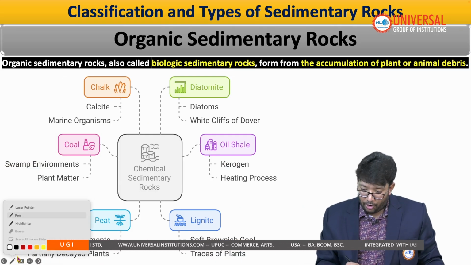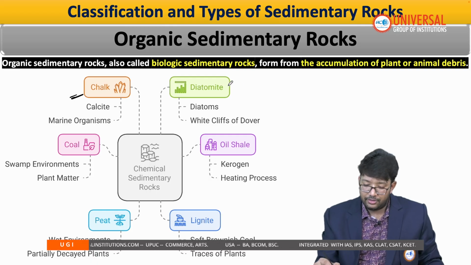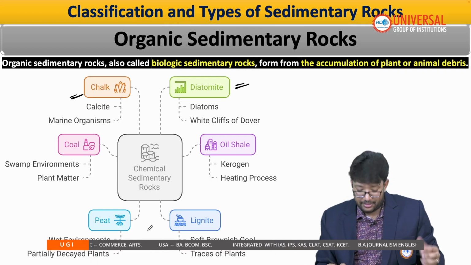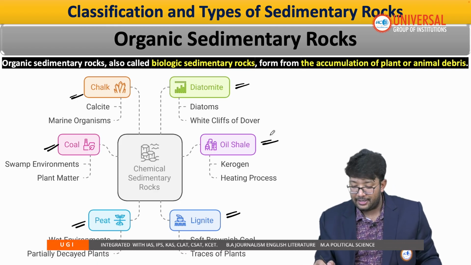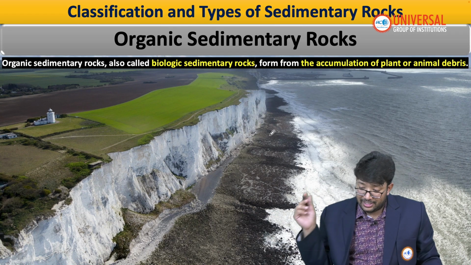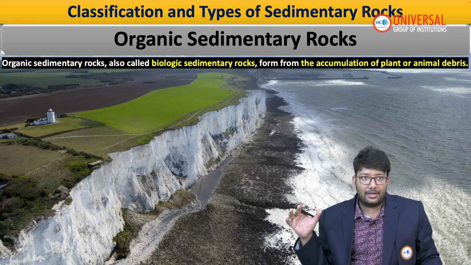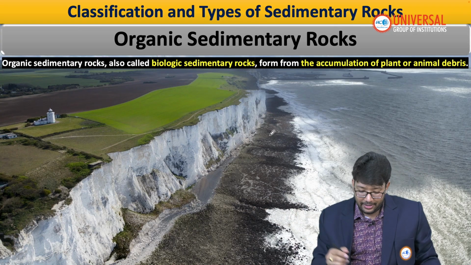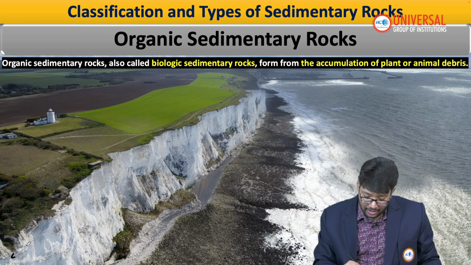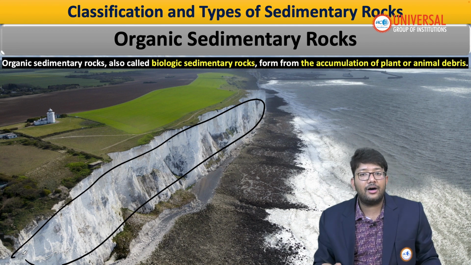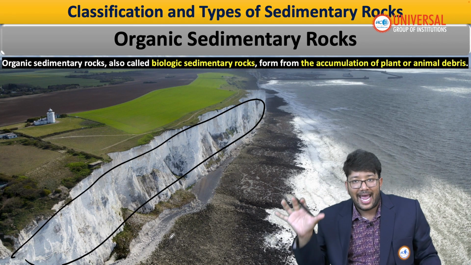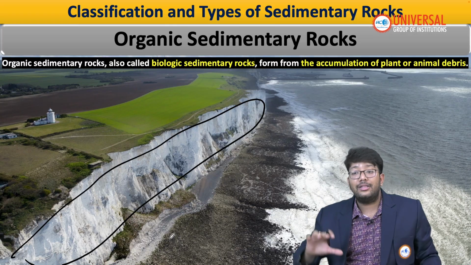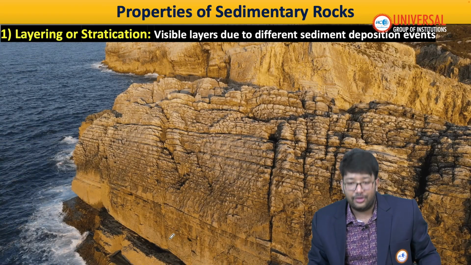Examples of organic sedimentary rocks are chalk, coal, peat, lignite, oil shales and diatomite. An example of this is the white cliffs of Dover, England. Why did this white color come? The white color came from diatoms, this mineral. Because of that it got the white color. So these are called organic sedimentary rocks.